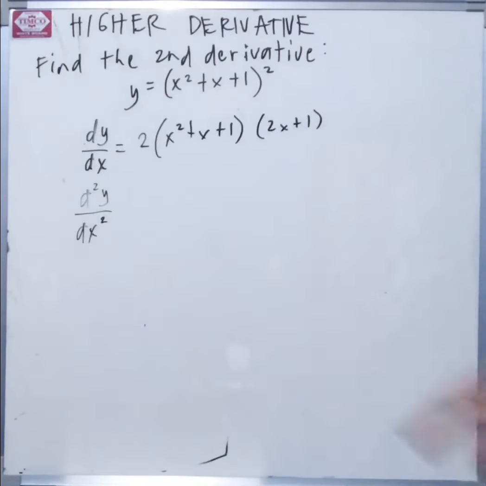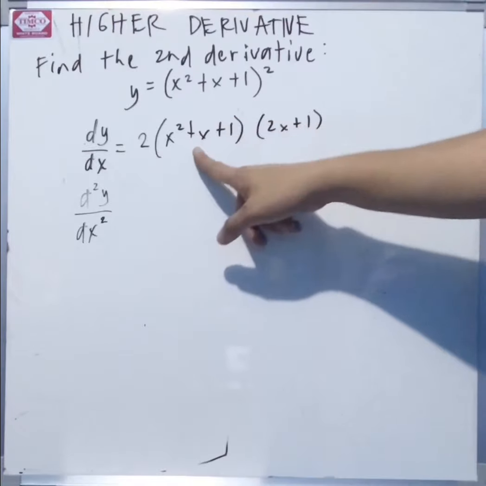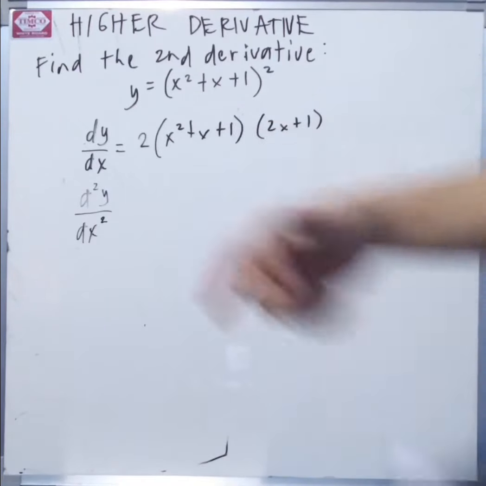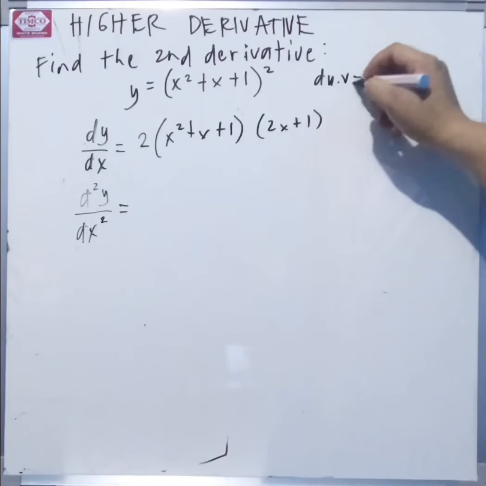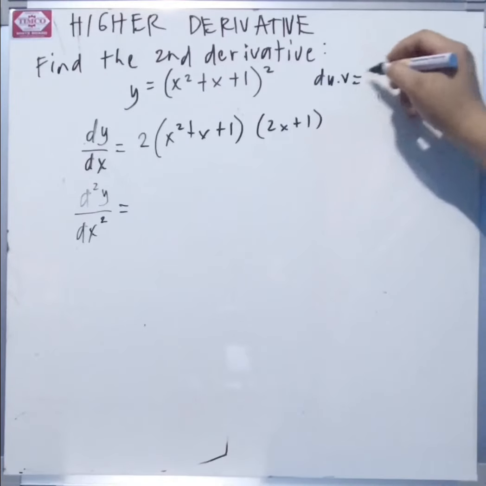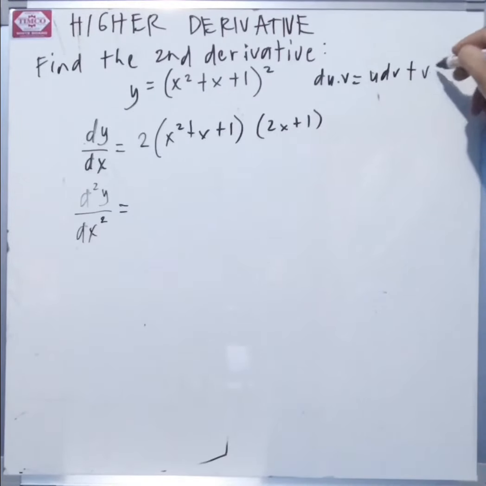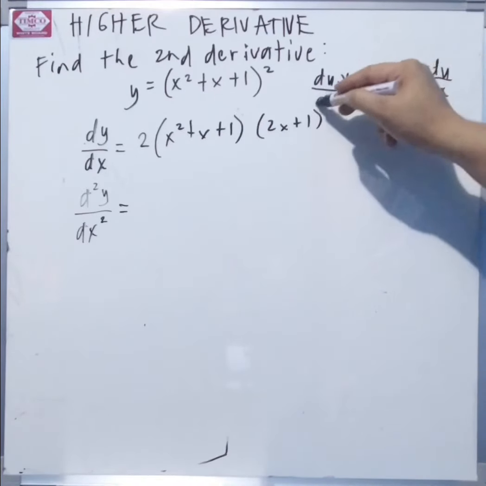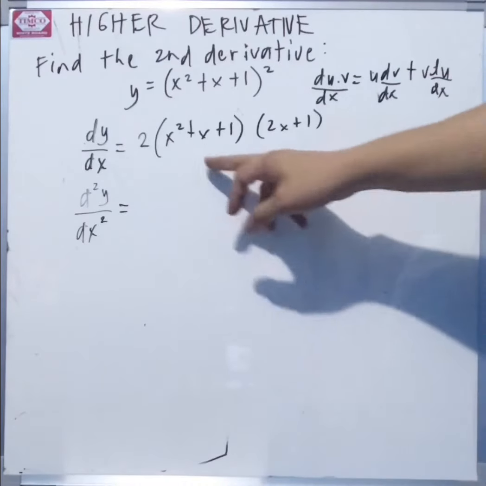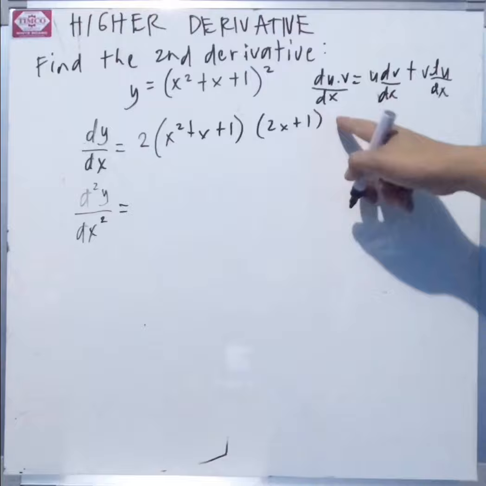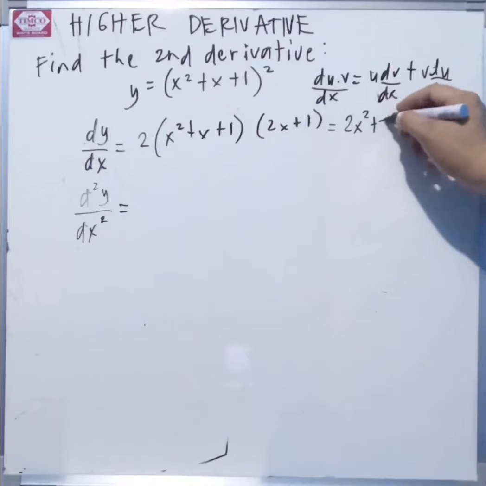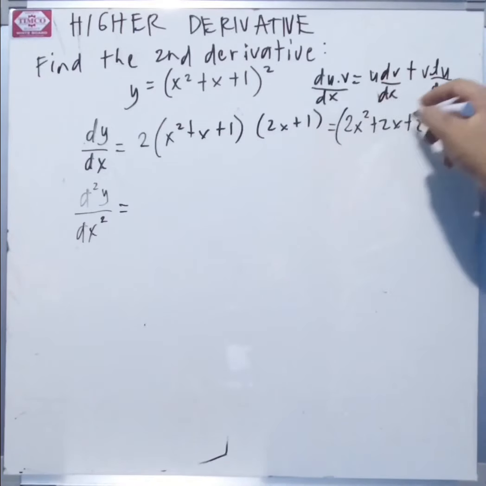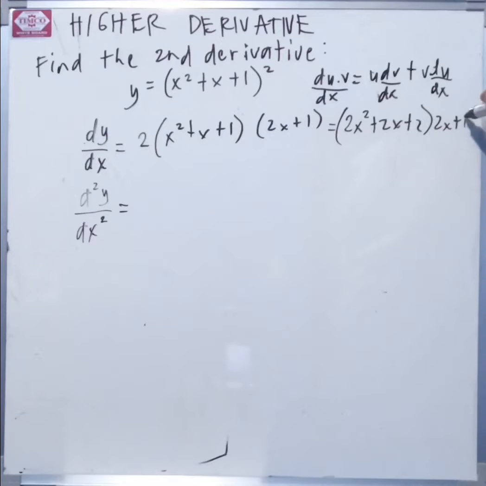Okay, so in this equation, we have u and v, so we use the product rule. The derivative of u times v is equal to u dv plus v du, over dx. So in this equation, let's simplify it. It equals 2x squared plus 2x plus 2, times 2x plus 1.